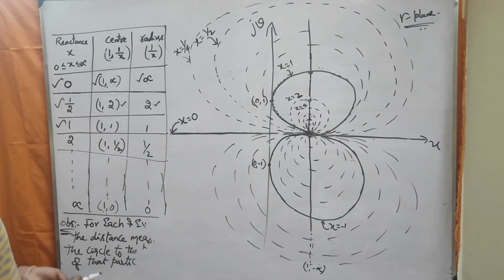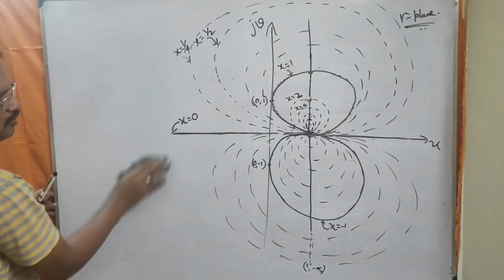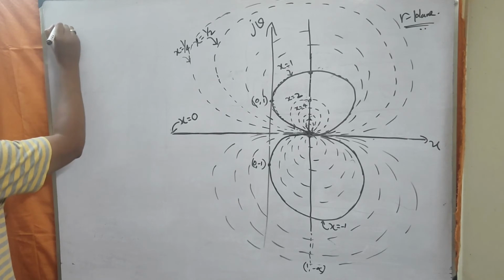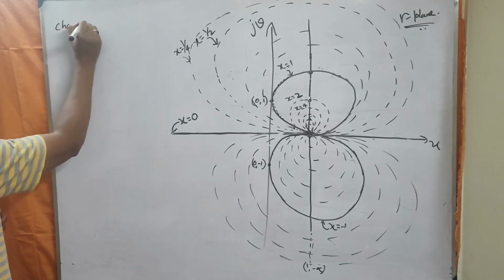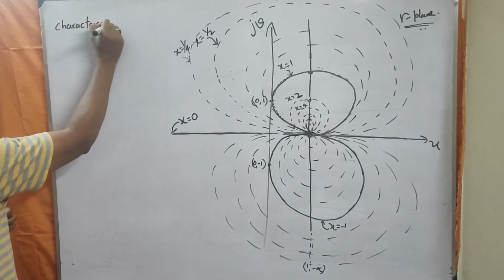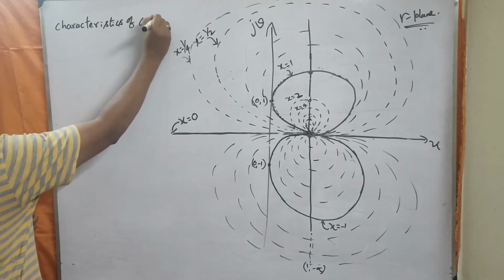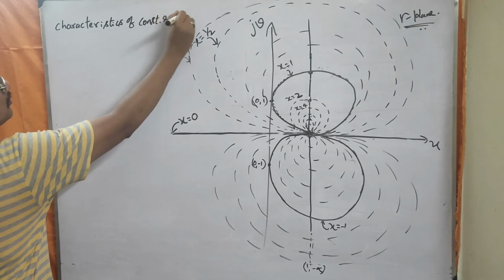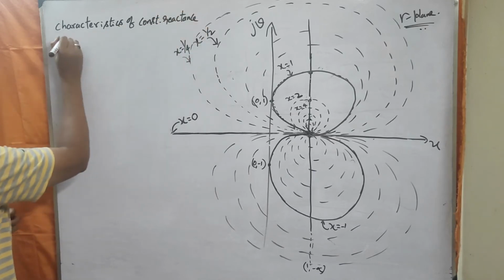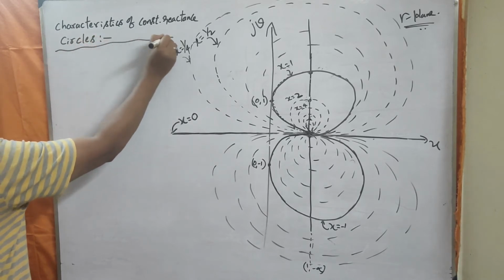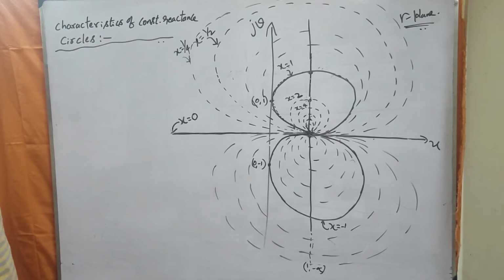Understood? Okay, so now we try to write the characteristics of the constant reactance circles. So next we will write the characteristics of constant reactance circles.